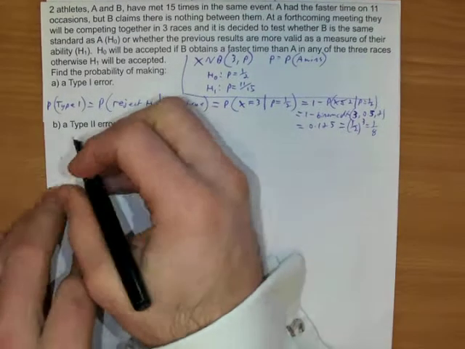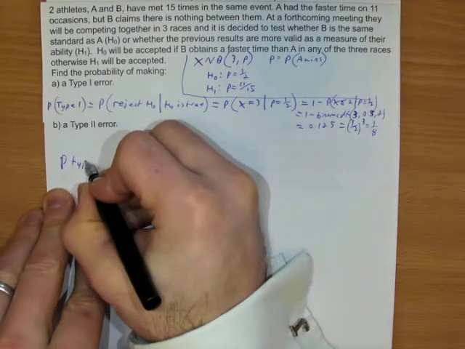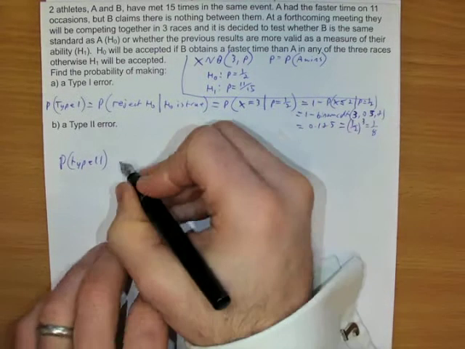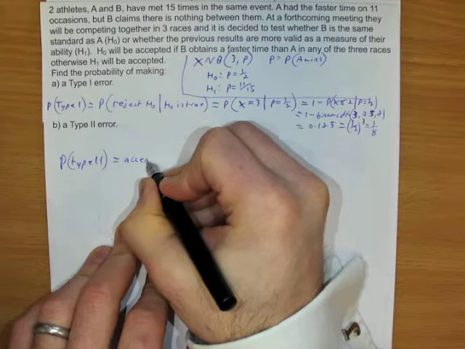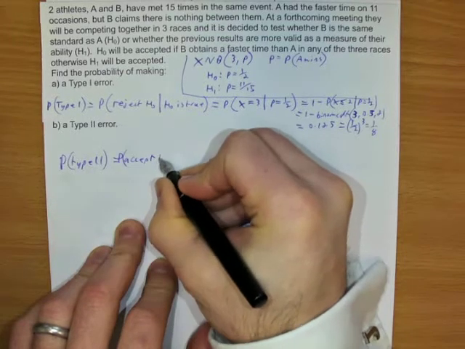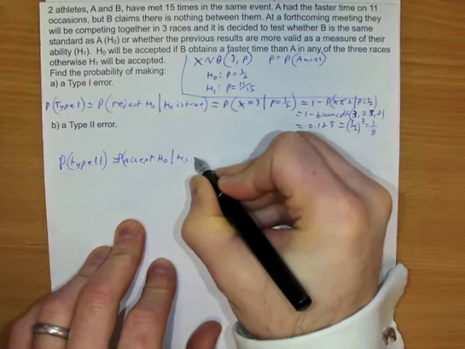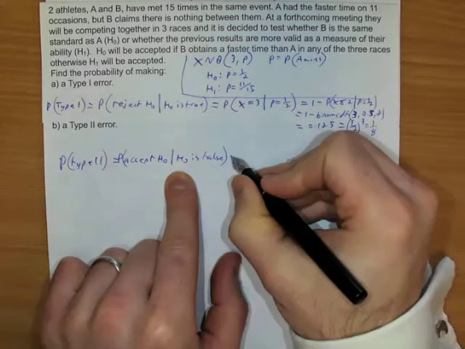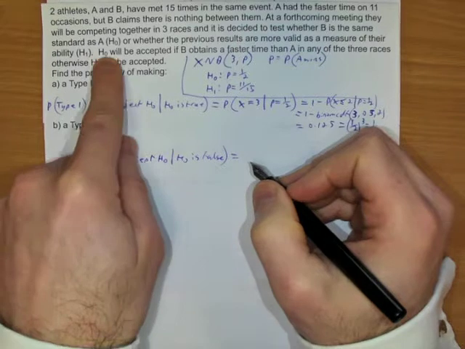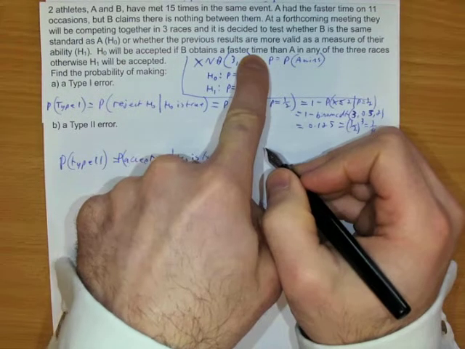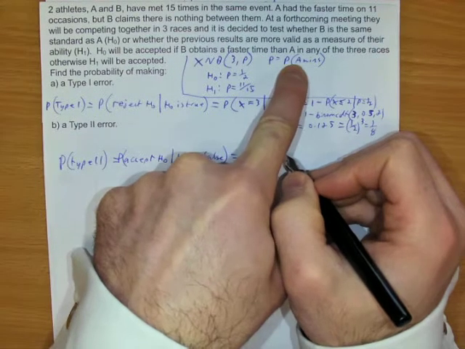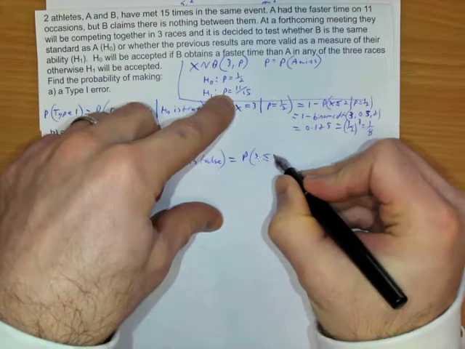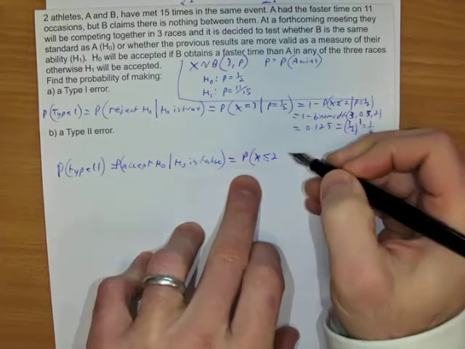Type 2 error, always the more challenging one. Probability of a type 2 error. So what is a type 2 error? Well, it's accepting H0 when, in fact, H0 is false. So again, I'd always write this down and then think about the context of the question. So when are we accepting H0? H0 will be accepted if B obtains a faster time. So in terms of A winning, we want to make sure that A doesn't win all of them. So we're looking for the probability that X is less than or equal to 2, which means that B will have won at least 1.